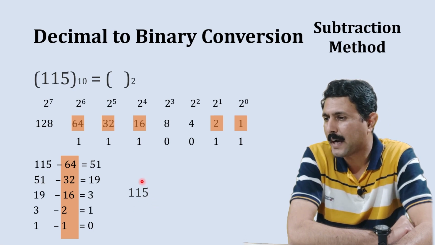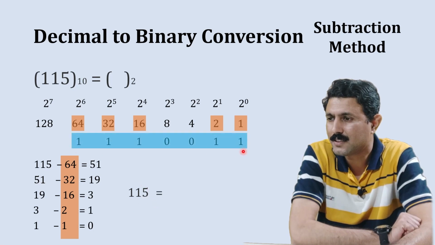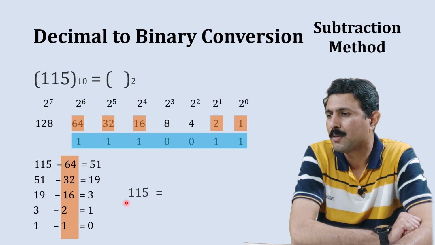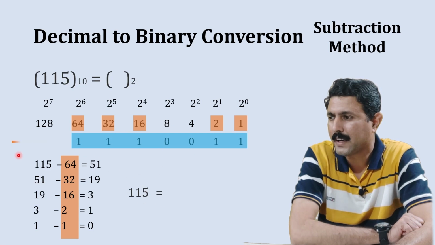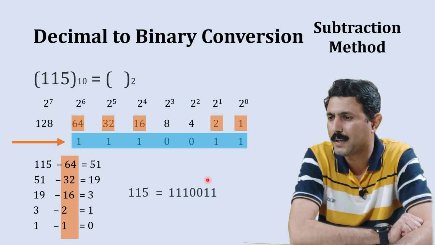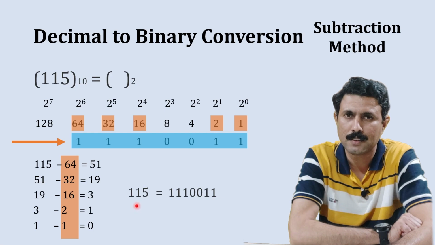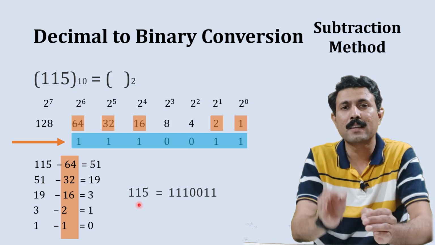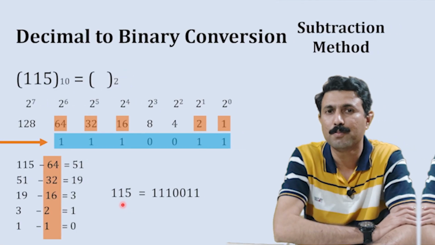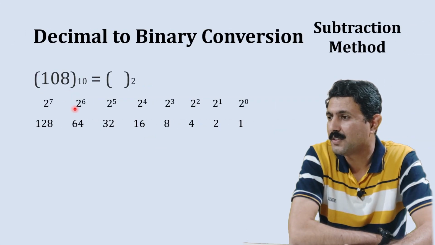So what will be the binary equivalent to this? This number is the binary equivalent to this decimal number. So write it from this side, 1110011. This will be the binary equivalent to this 115 decimal. So this is one of the simplest methods to convert decimal to binary. And the next is 108.